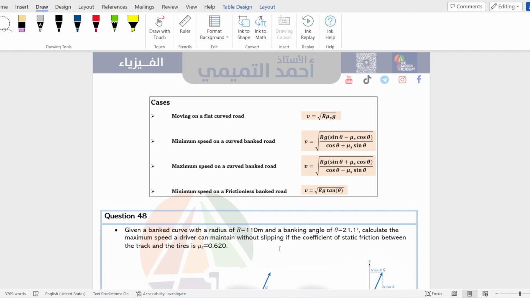Now before we start solving question number 48, here we have different cases in which we have to basically memorize for the final exam. And I highly recommend everyone to memorize these equations. أنا بتمنى إن الجميع يحفظ هاي المعادلات لأنه راح تسهل عليكم الحل بشكل كبير.